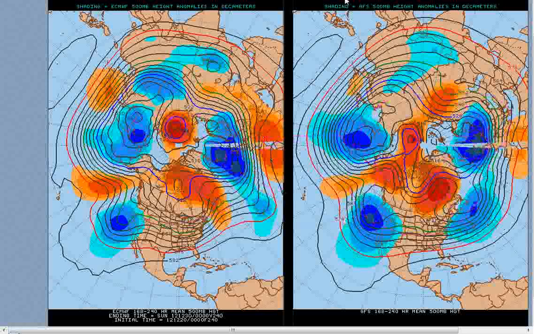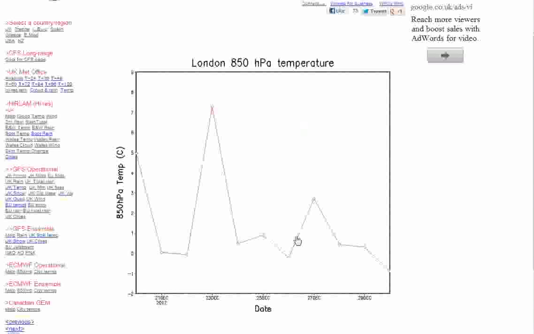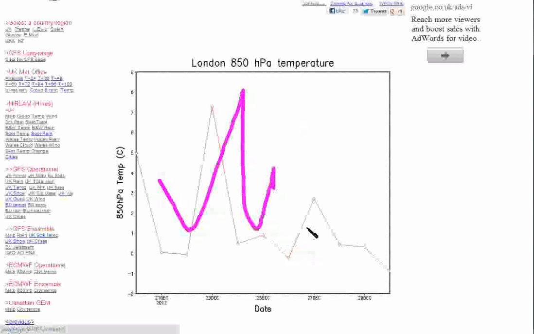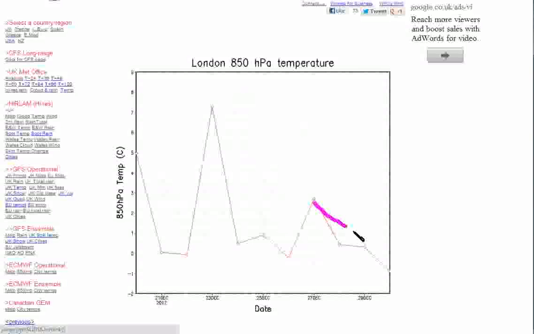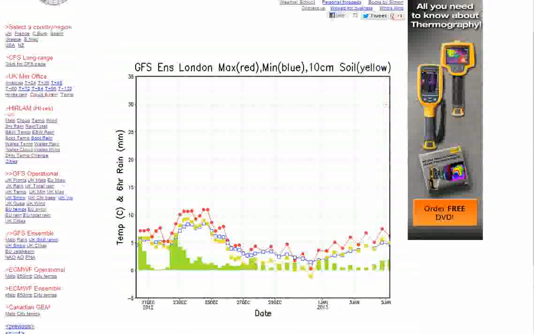If you just take a look at this, this is the ECMWF 850 prediction, and you notice how temperatures are up and down all over the place here in the early period, but then it does see a cooling off from around the 26th. It wants to cool things off a touch, but then compare this to the GFS ensemble.